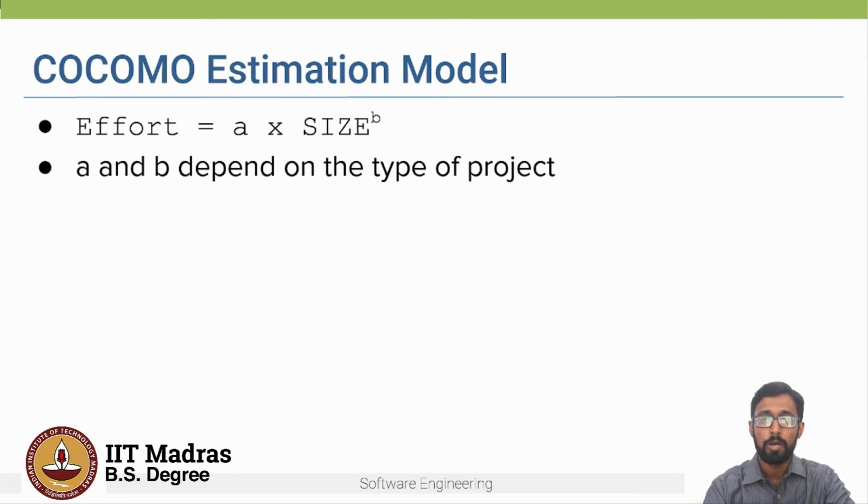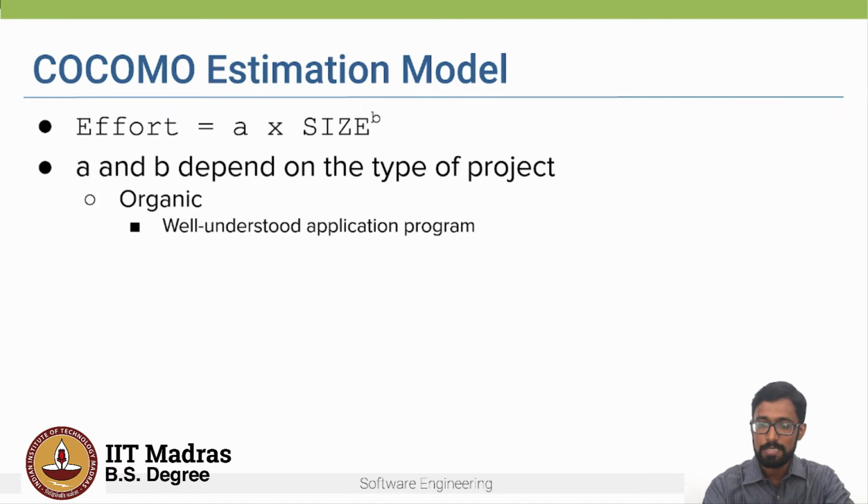So Boehm classified projects as, one, organic. An organic project involves building a very well understood application program, and the size of the team is also small, and most of them are experienced.